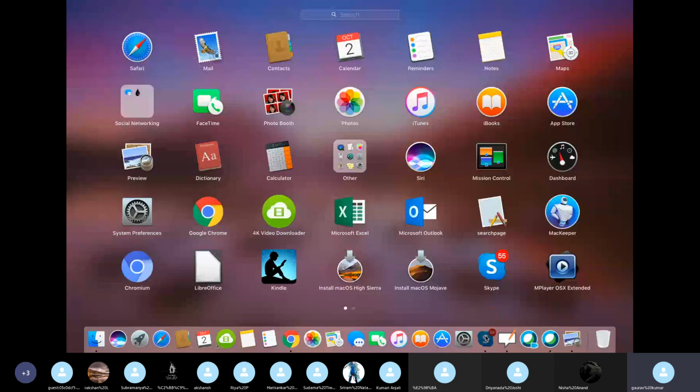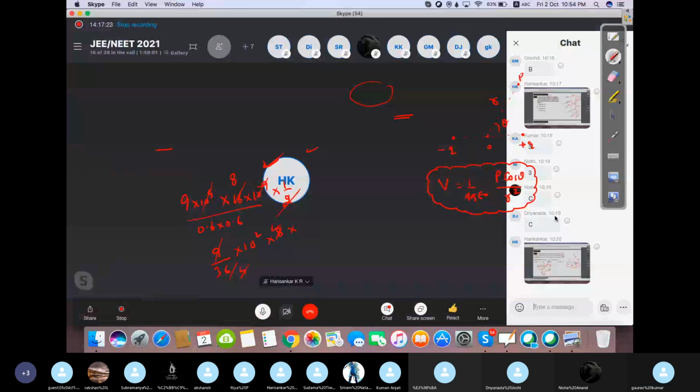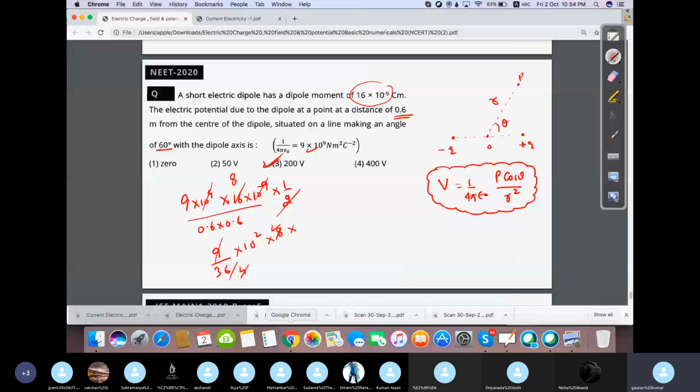How many people solved this? Okay. Just this question I have taken to remind you that you should not miss out this formula here. It's the expression for potential in terms of theta.